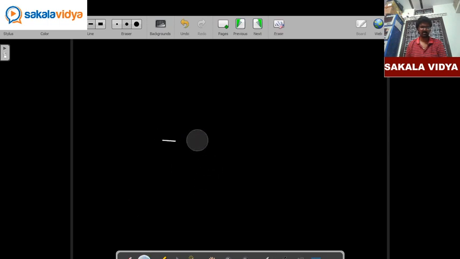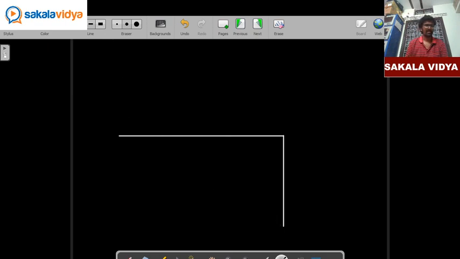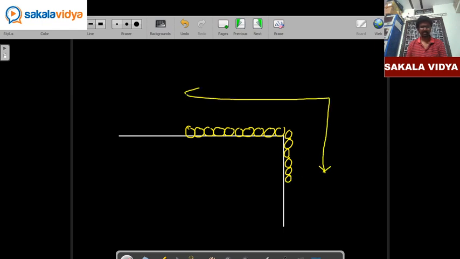On a table, a chain is placed in such a way that the nth part of the chain is hanging from the table at its lower end. The total length of the chain is L meters. So remember, the total length of the chain is L meters.